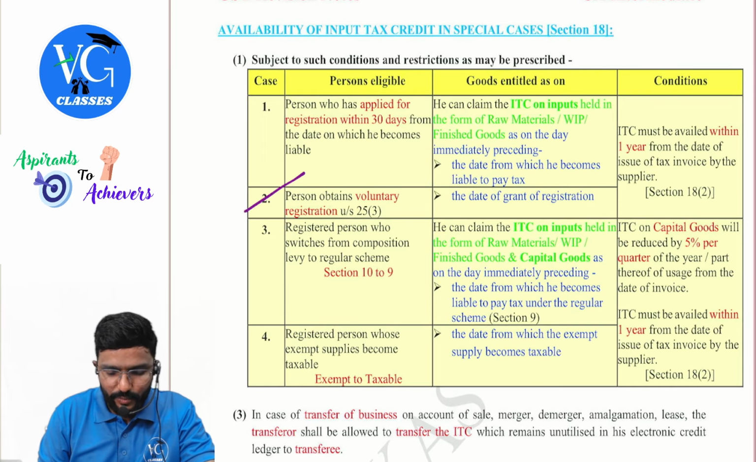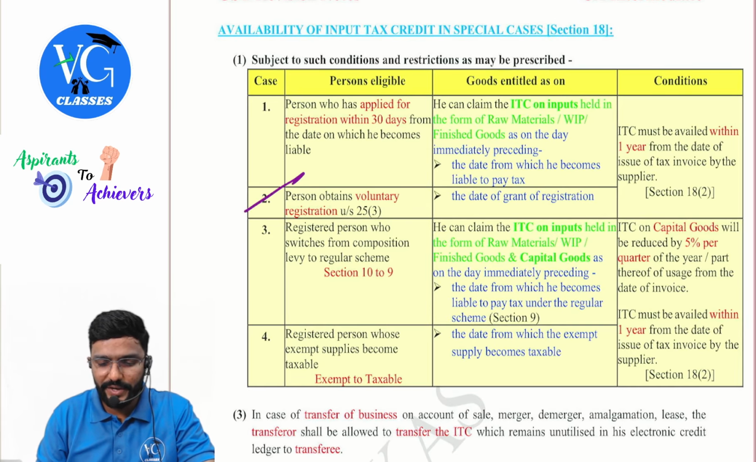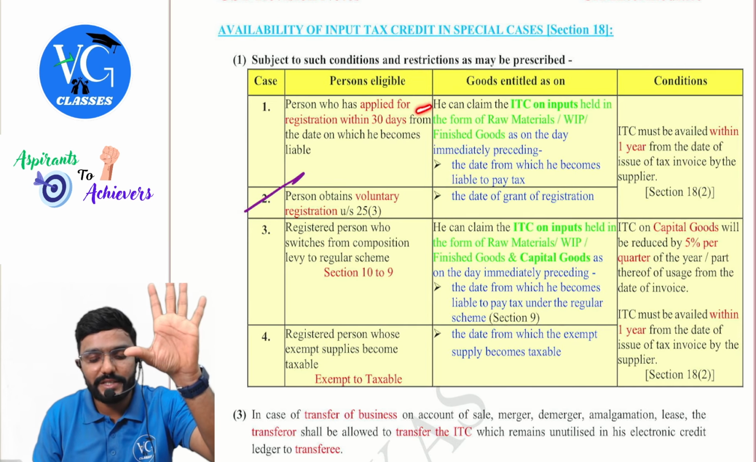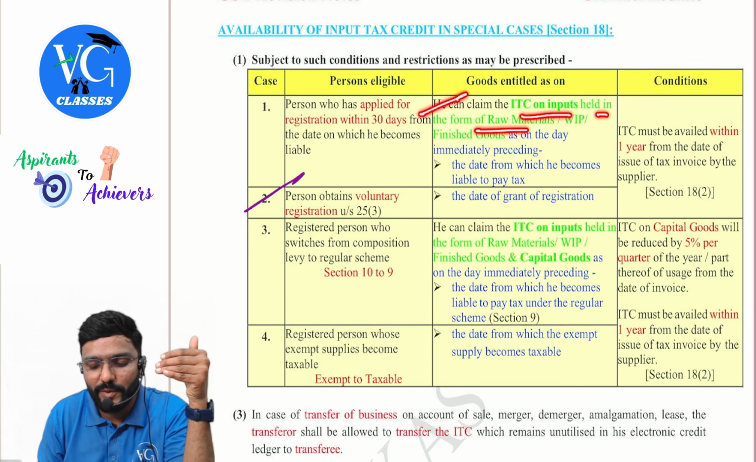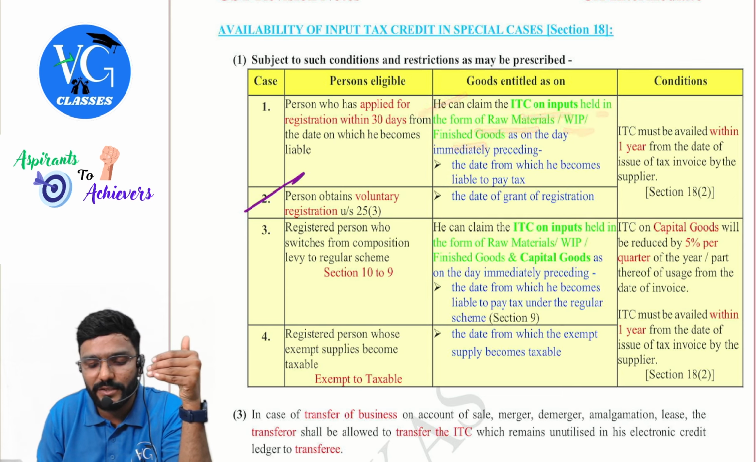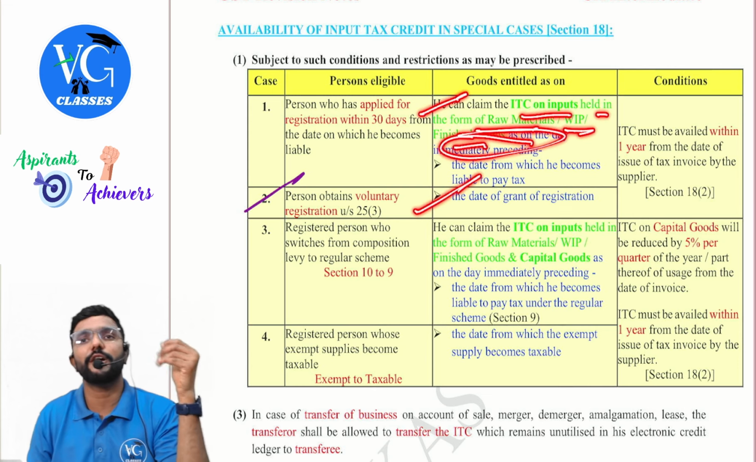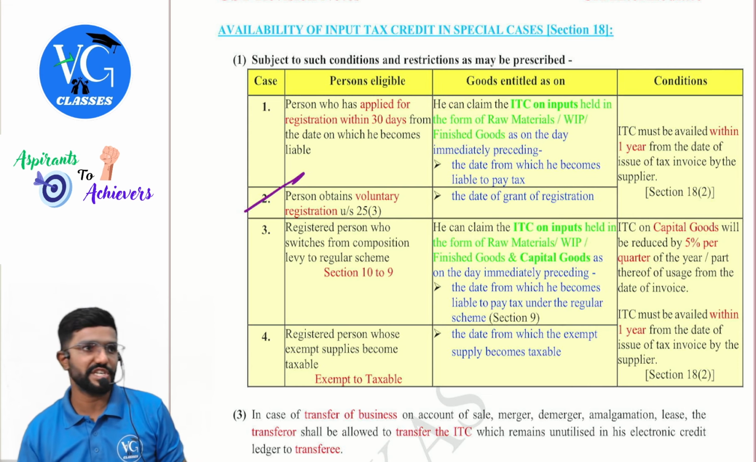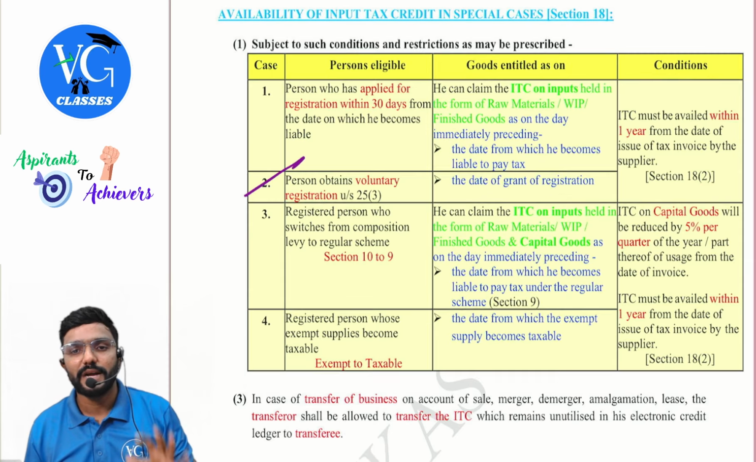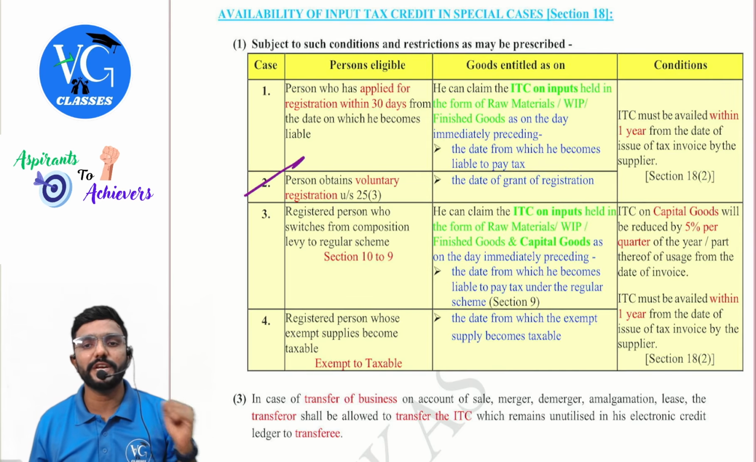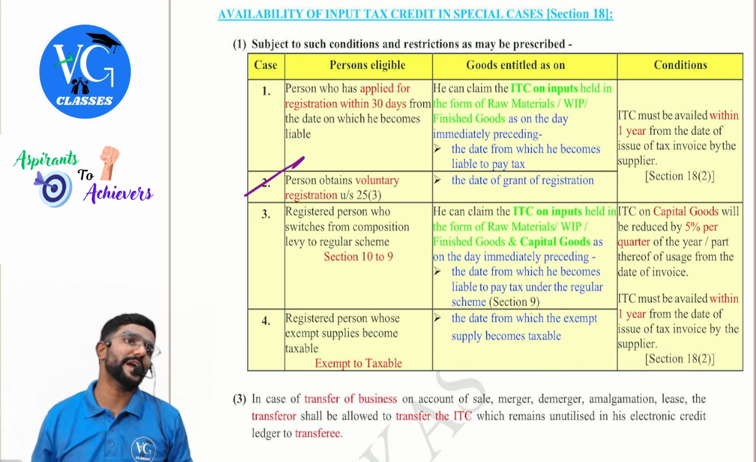Person obtaining voluntary registration under section 25 subsection 3, the date of grant of registration means it is like this continuation, no? He can claim the ITC on inputs held in the form of raw material, WIP, finished goods as on the day immediately preceding the date of grant of registration. But in both the cases, one common condition is ITC must be availed within 1 year from the date of issue of tax invoice by the supplier.